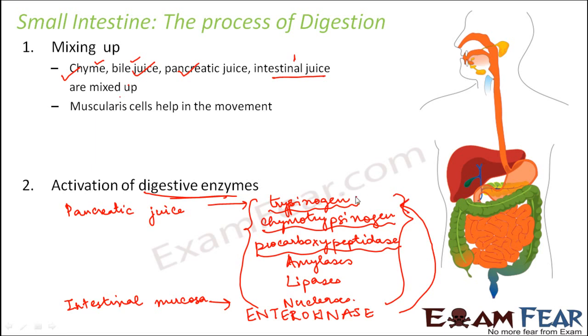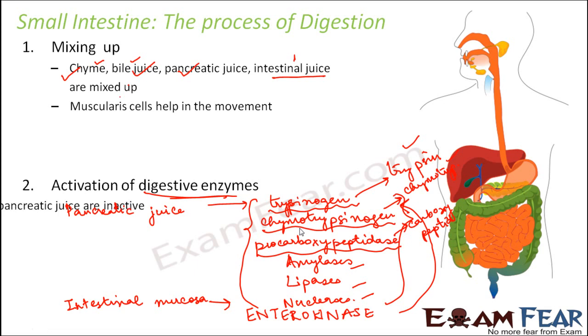So when it activates these enzymes, what happens? Trypsinogen gets converted to trypsin, which is an active enzyme. Chymotrypsinogen gets converted to chymotrypsin, which is again an active enzyme. Procarboxypeptidase gets converted into carboxypeptidase, which is again an active enzyme. And all these enzymes like amylase, lipase, nucleases all need to be activated at this step. Now, for activation of lipase, bile juice also plays a role. Bile juice also helps to activate the enzyme lipase. So by this second step, all the enzymes are active now.